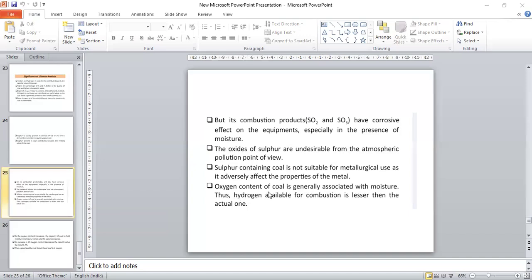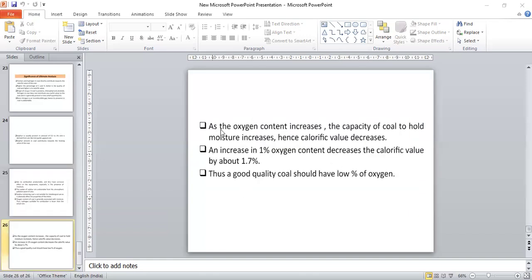Oxygen content of coal is generally associated with moisture, thus hydrogen available for combustion is less than the actual one. As the oxygen content increases, the capacity of coal to hold moisture increases and its calorific value decreases. An increase in 1% of oxygen content decreases the calorific value by about 1.7%. Thus, a good quality coal should have a low percentage of oxygen. This is about the analysis of coal.